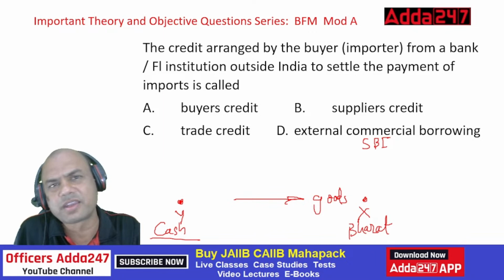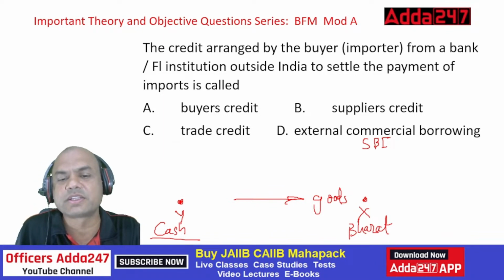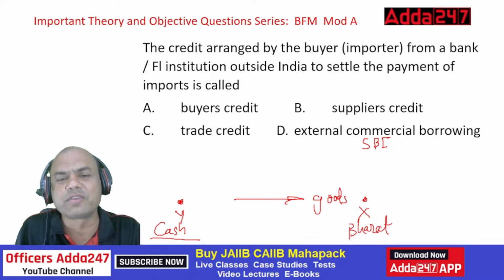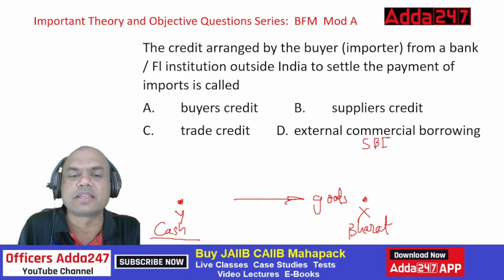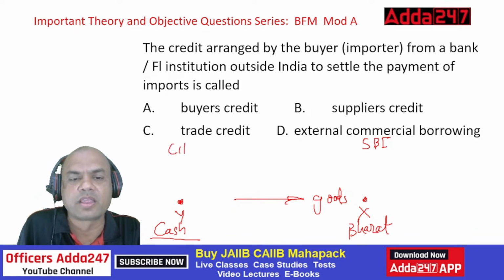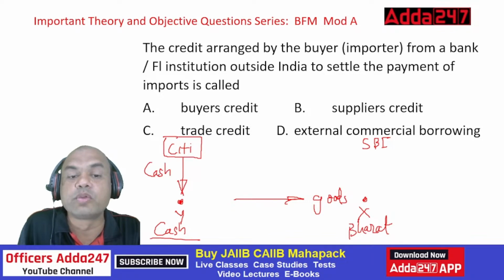X is a big client. Generally when somebody arranges for buyer's credit, meaning some imports, that client knows many banks outside India also. So what does Mr. X do? X arranges, let's say, Citibank, if we are talking of the USA. So what will Citibank do? Citibank will pay this guy immediately, cash. But who will pay Citibank?